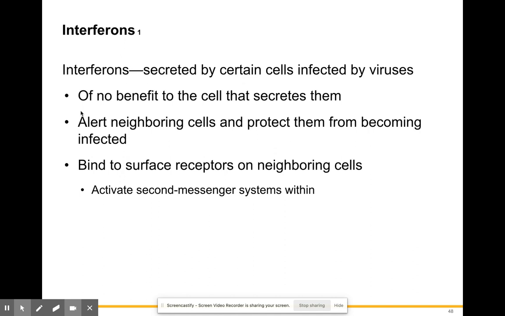Well, an interferon is a protein that's secreted by a body cell that's been infected, and it's going to try to alert the neighboring cells about the infection. So instead of your cells being completely unaware that there is even a problem, these interferons are produced which attempt to bond to the surfaces of the neighboring cells so that they do not become infected with the virus.